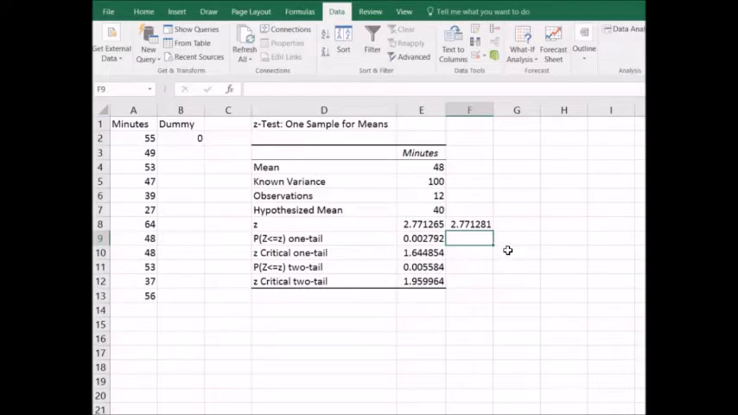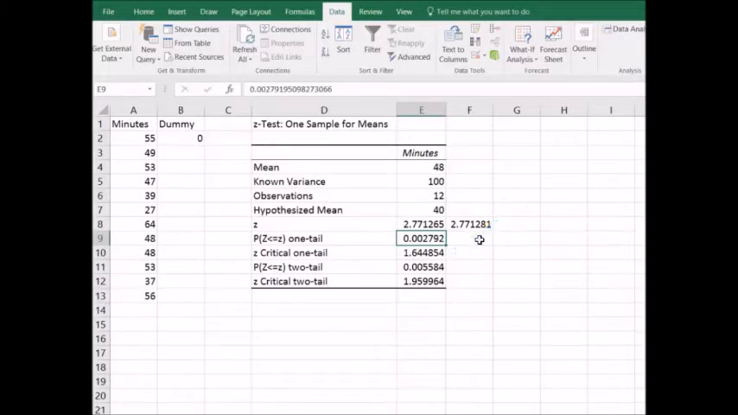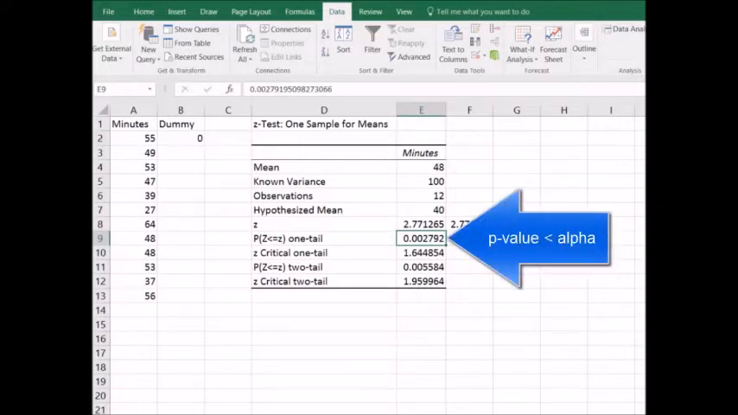We're using a one-tailed test because we are testing the alternative hypothesis that mu is greater than 40 minutes. Our p-value is quite a bit smaller than our alpha of 0.05. When p-value is less than alpha, we reject the null hypothesis.